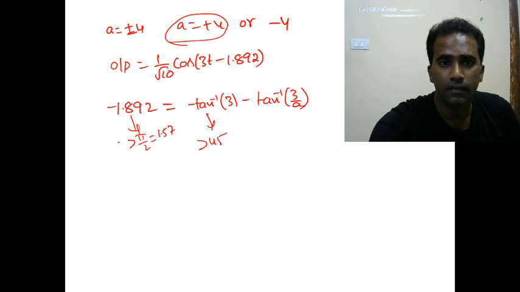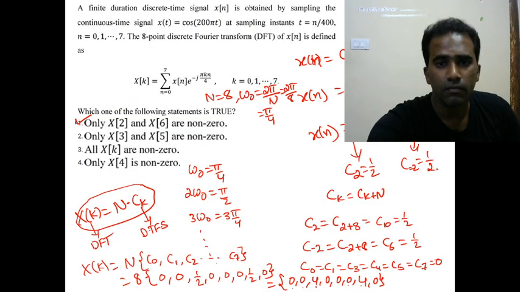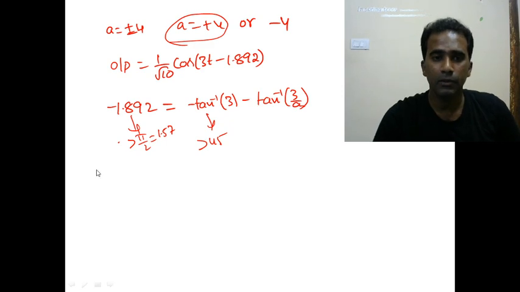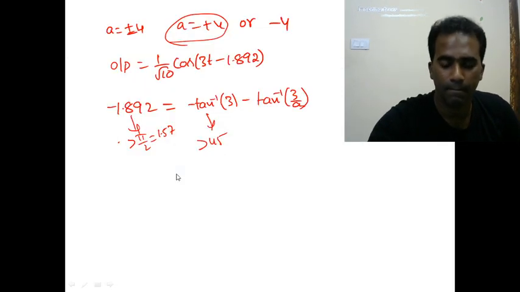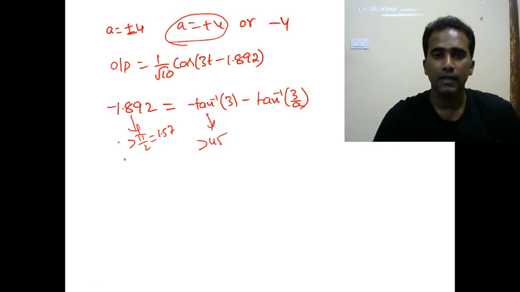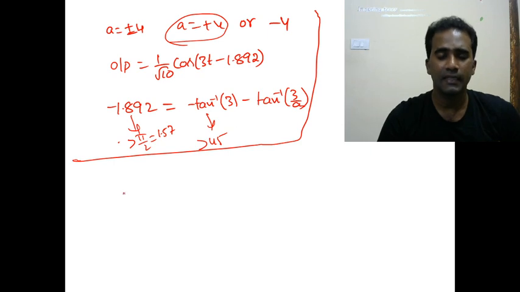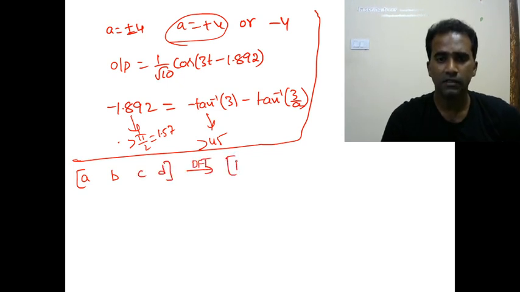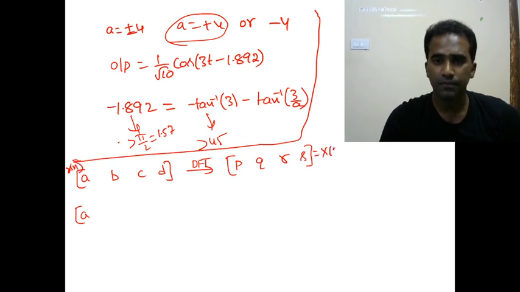So what is the other way of doing it? Let me give you some property here. After that property, you can easily guess the answer. If you know the DFT of A, B, C, D as P, Q, R, S, then let me say this is x of n and this is X of k. Now if A, B, C, D is repeated, it becomes an 8-point DFT.